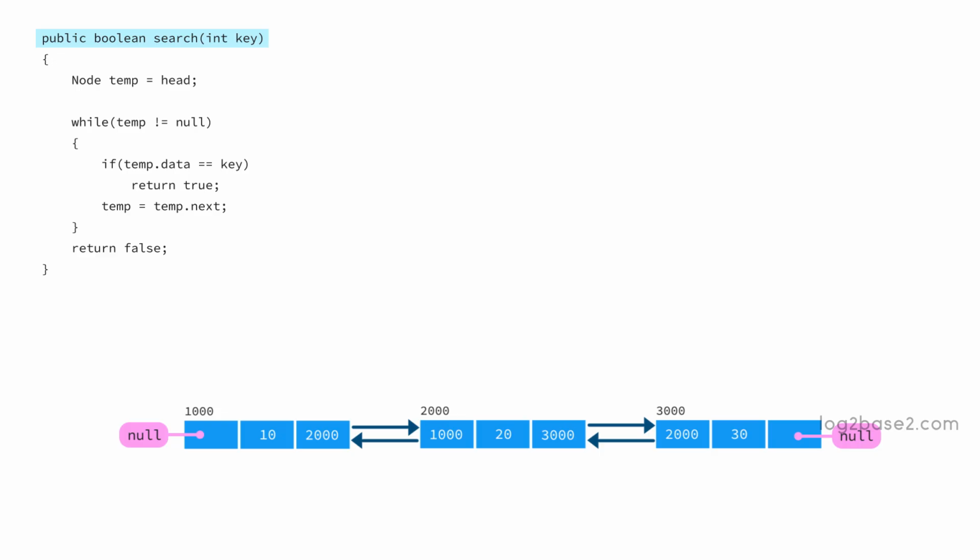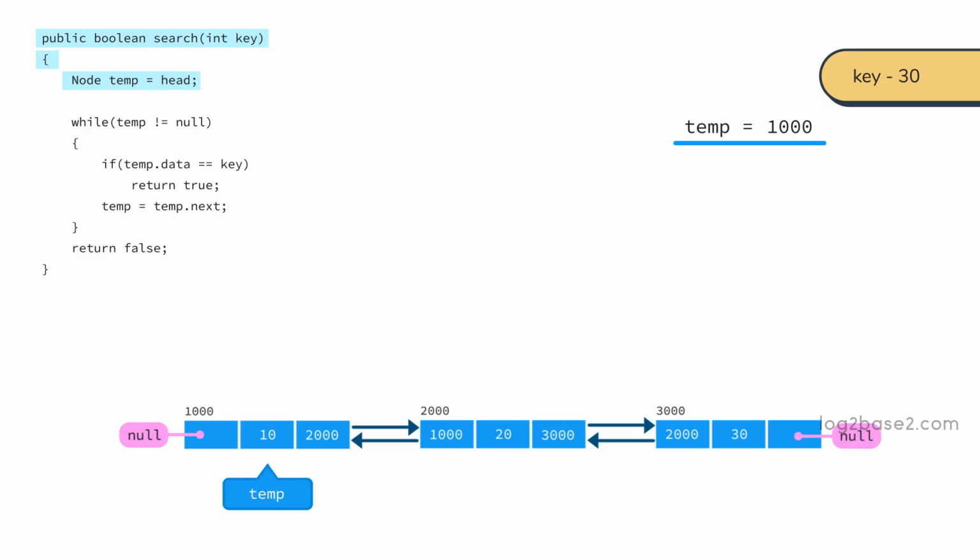Now this while loop is used to traverse and check if the node holds the key. If the key is found, then the function will return true, and if the key is not found, then it will return false. Here, let us search for element 30. So we will call the function search with key 30. In the function, temp is created and initialized to head. First we will check if temp, which is pointing to head now, is null. If it is null, it means we have reached the end of the linked list and it will not enter the while loop. So write while temp not equal to null.